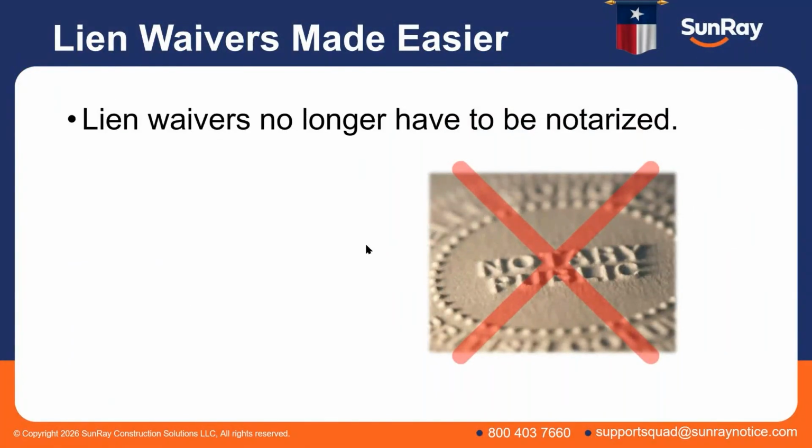In Texas, your lien waivers no longer have to be notarized. That was part of when the legislature tried to make this whole process easier. A lot of GCs and owners are still requiring notarization, and I wouldn't fight them on it because it's so easy to get something notarized. But just technically speaking, lien waivers do not have to be notarized in Texas any longer.